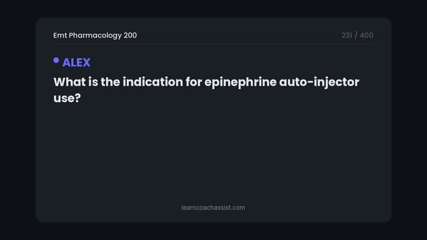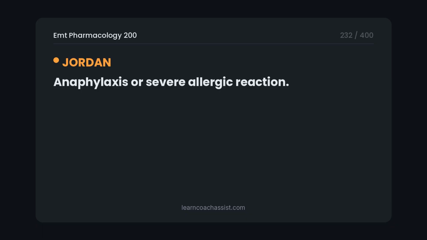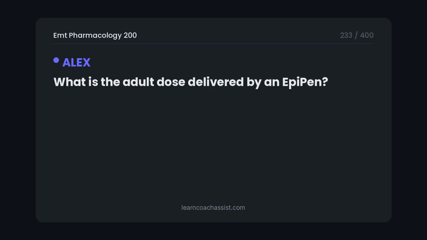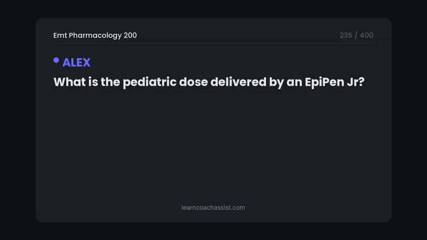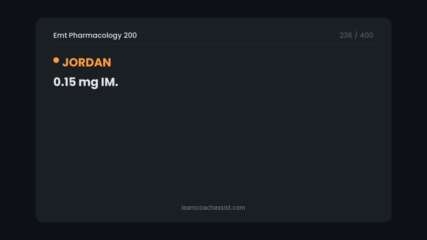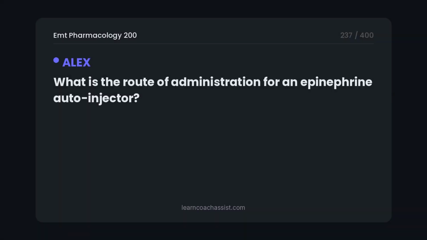What is the indication for epinephrine autoinjector use? Anaphylaxis or severe allergic reaction. What is the adult dose delivered by an EpiPen? 0.3 milligrams IM. What is the pediatric dose delivered by an EpiPen Junior? 0.15 milligrams IM.